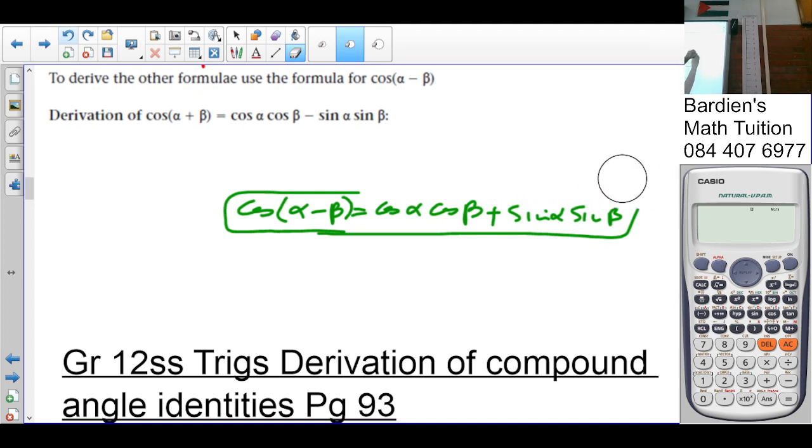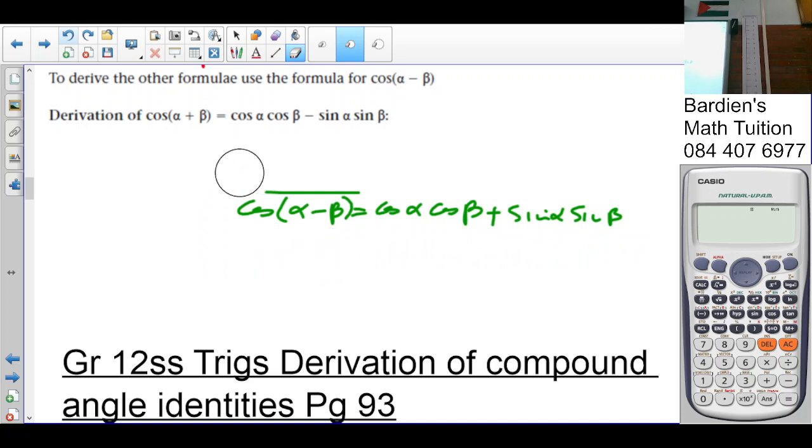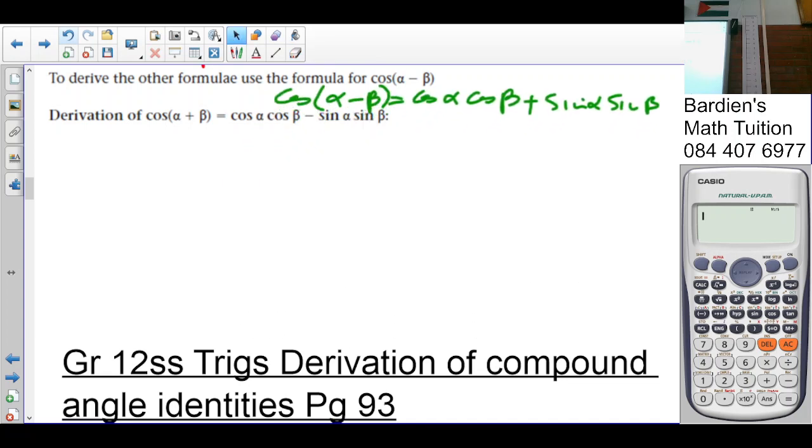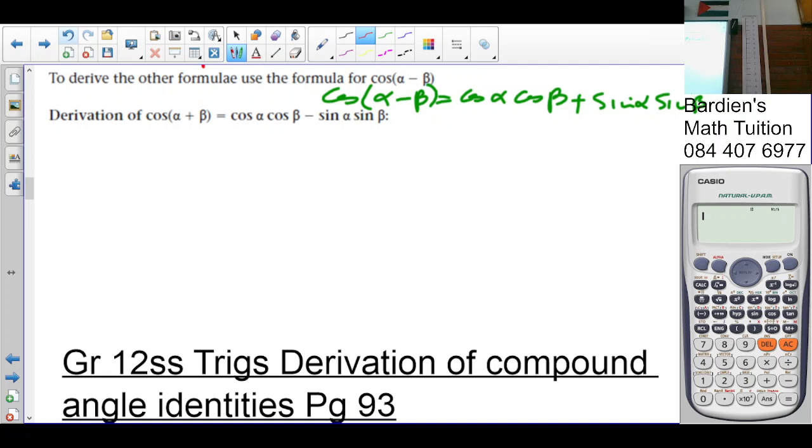Okay, so this formula will be used so often that you will start memorizing it. So don't be dependent on the formula sheet. Alright. So when they're talking about using the formula cos of alpha minus beta, we know that it's going to be cos of alpha, cos of beta plus sine of alpha, sine of beta. So the question says the derivation of cos of alpha plus beta is equal to that. Normally they would ask you to derive or prove.